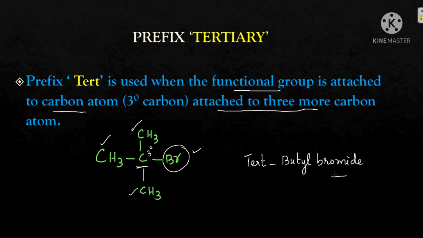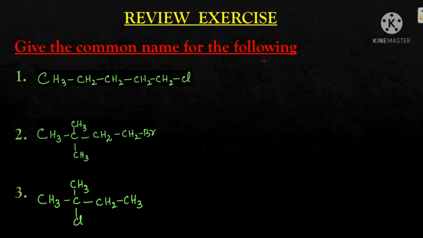Hope you might have understood all the prefixes now, right? We shall see some of the review exercises, how to solve the questions now. Give the common name for the following. So we are going to give the common name or the trivial name for the following compounds. We shall see the first one. Check the number of carbon atoms here. 1, 2, 3, 4, 5. So 5 carbon atoms are here, and all the carbon atoms are directly attached. It's a straight chain. So if it is a straight chain, then we should make use of the prefix N.